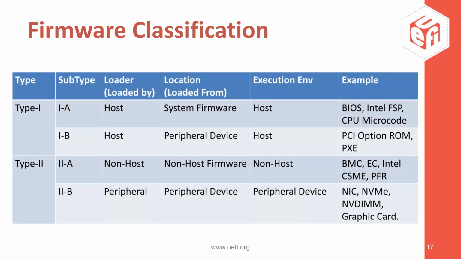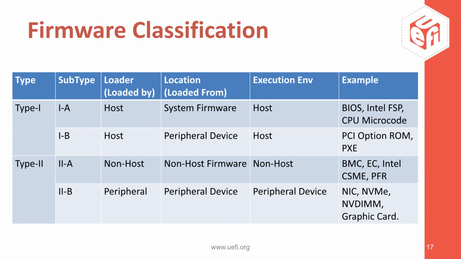Let's take a look at the detail. We also give a subtype of this firmware classification. Type 1A firmware is located in the system flash part and is executed by the host CPU, for example, the BIOS, Intel FSP binary, and CPU microcode, etc. We define type 1B firmware as located in the peripheral device, but still executed by the host CPU. Examples include the PCI option ROM or NIC PXE firmware, etc.